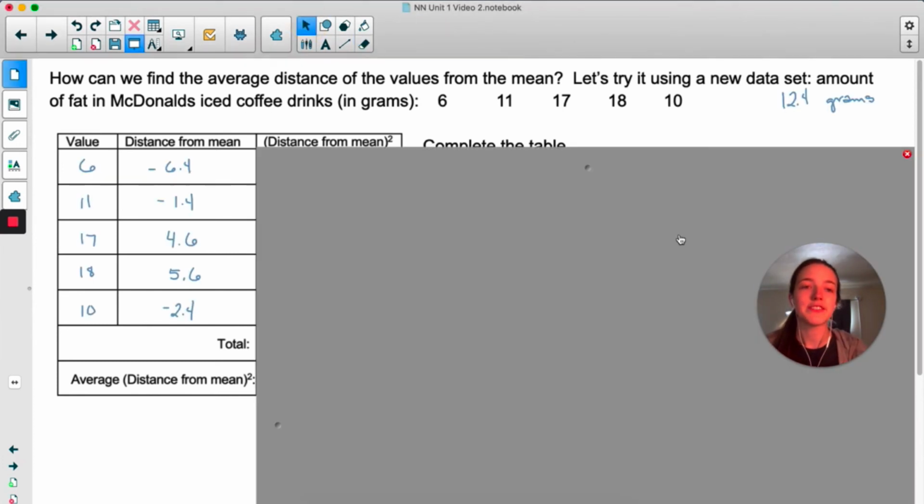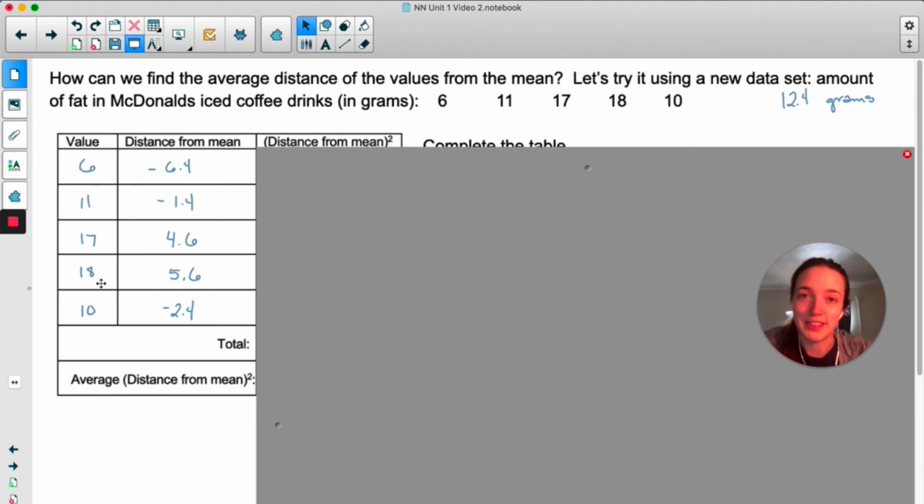Okay, the mean of these 5 numbers is 12.4 grams, so for each value, I did the value minus the mean. Now I know that distance in other math classes is often given as a positive number no matter what. However, in statistics, we often want to leave distance from the mean as a negative number to help us recognize that a data point is below the mean. So I know that distance is often positive, but in this case, we're going to leave it as negative. So 6, 11, and 10 were all values below the mean, and 17 and 18 were above the mean.